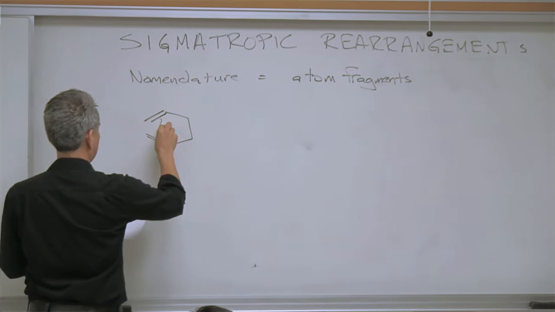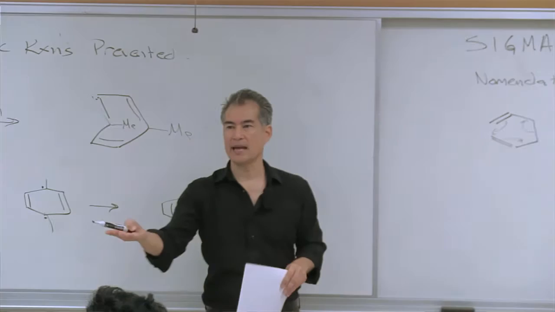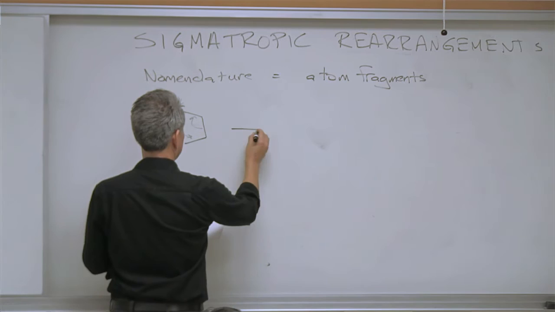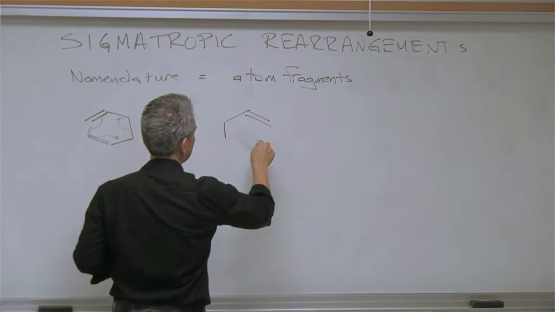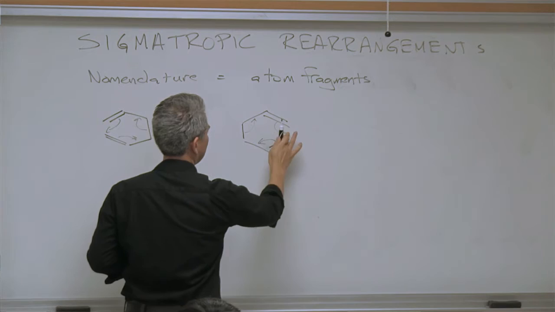And one way to think about this that will help you analyze antarafacial versus suprafacial stereochemical issues is to think about this as involving two three-atom fragments. Let me add some numbering here so we can see what those two three-atom fragments are. When I draw the product of this, you can do the arrow pushing in the reverse direction. I want to make sure this arrow ends on that carbon. I want to be really picky about that.